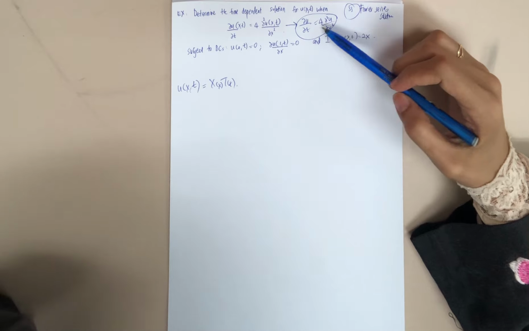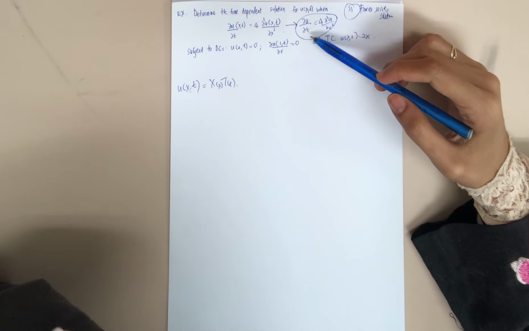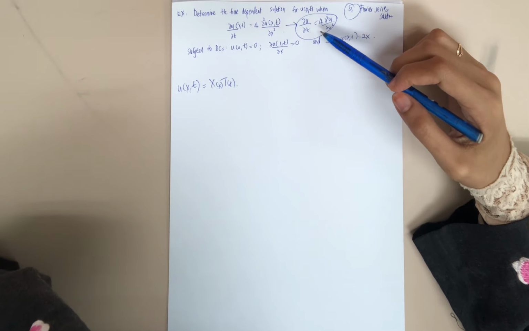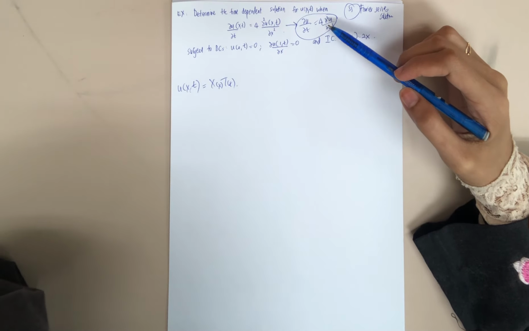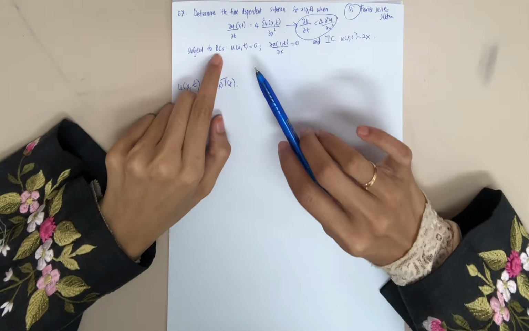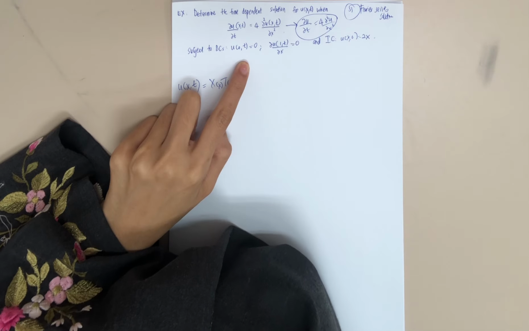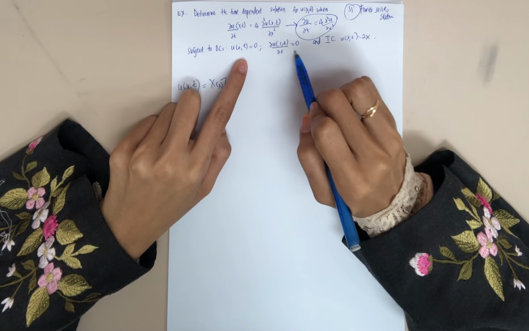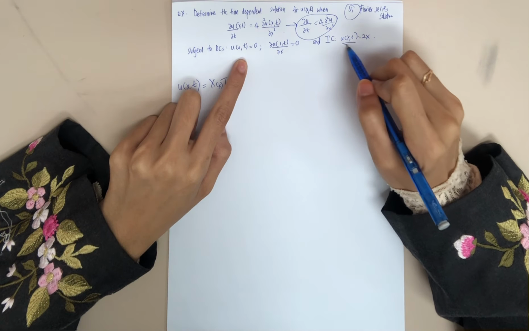So this is the equation that you need to solve: du/dt. We use t, we're not using y. We use t now. Equal to 4 d squared u over dx squared. And then they have BCs. BC stands for boundary condition, and IC stands for initial condition. So they have two BCs, du(0,t) and du(1,t), and this is your IC.